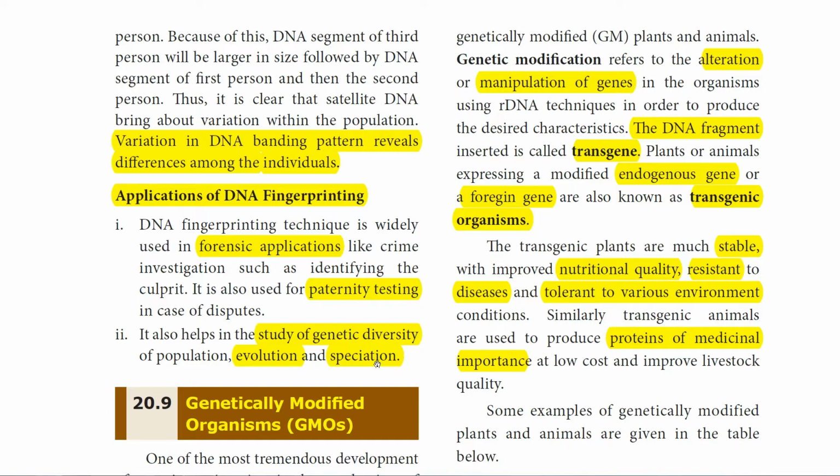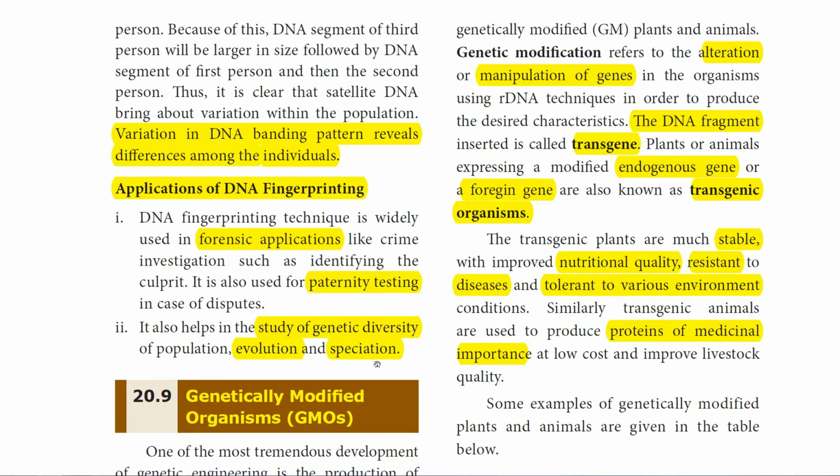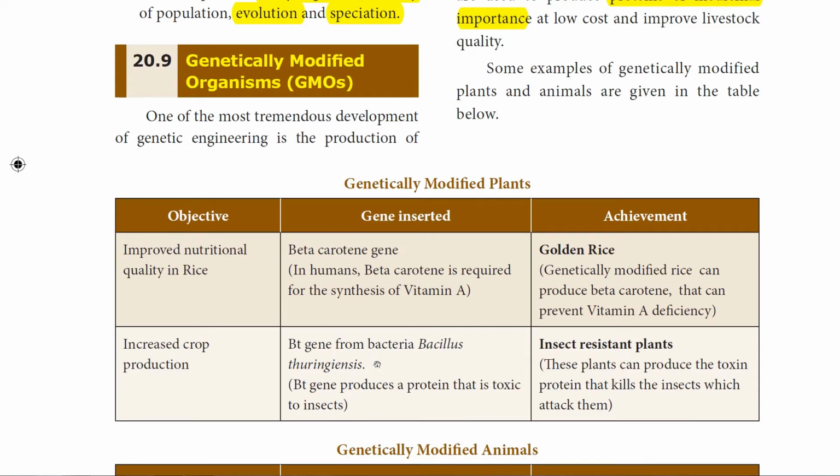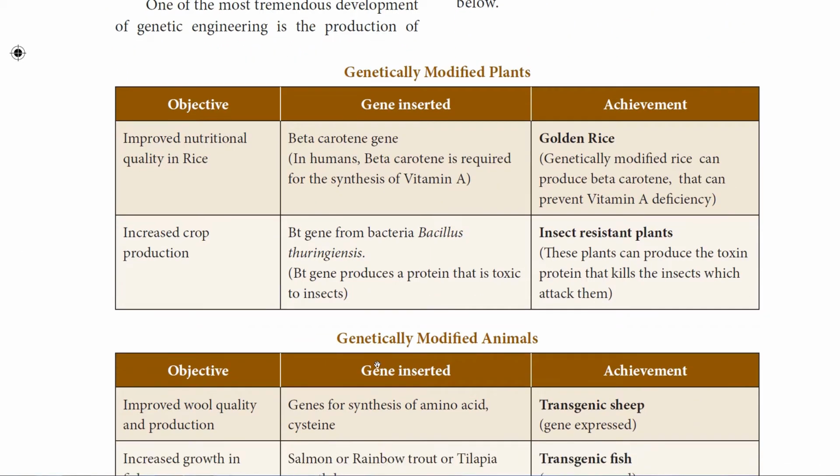Transgenic organisms are produced because they are more stable, have improved nutritional quality, become resistant to disease, and are tolerant to various environmental conditions, etc. Transgenic animals are used to produce proteins of medical importance and to improve livestock quality, etc. Some of the transgenic animals are listed in this table in your book.